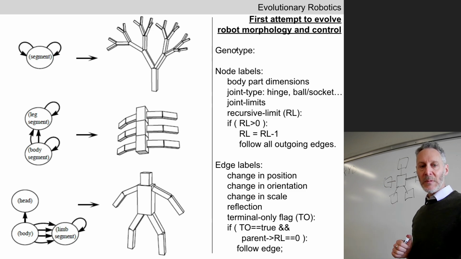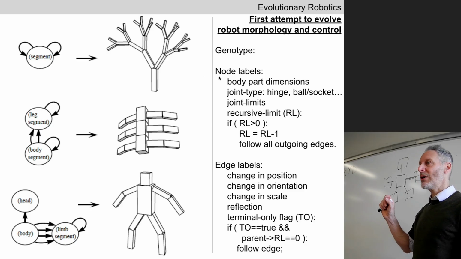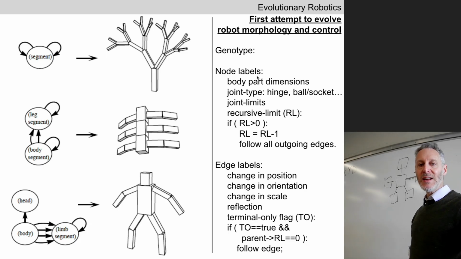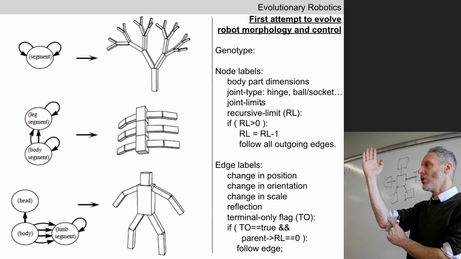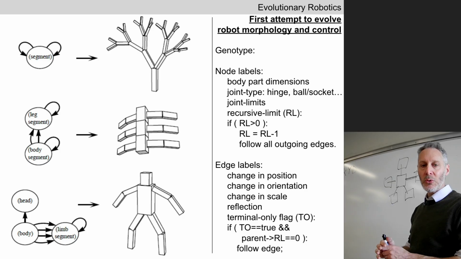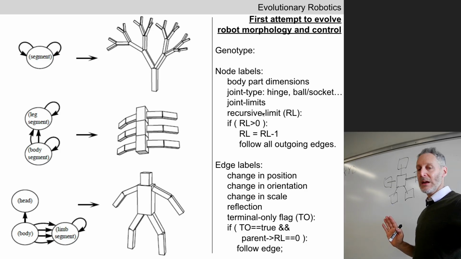Let's have a look at the genotype. Remember that it's a graph made up of nodes and edges. Inside each node, there is a whole collection of numbers, and these numbers represent instructions. They're part of the blueprint. So inside each and every node, there is a triplet of numbers that represent a body part dimension: length, width, and height. There's an additional integer that represents a joint type: hinge, ball and socket, and so on. Some numbers that represent joint limits. How far can the joint flex inward and how much can the joint rotate outwards? We'll come back and talk about recursive limit in a moment. So we've got some numbers that describe body parts and joints.